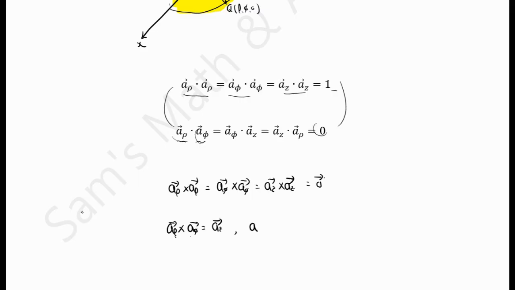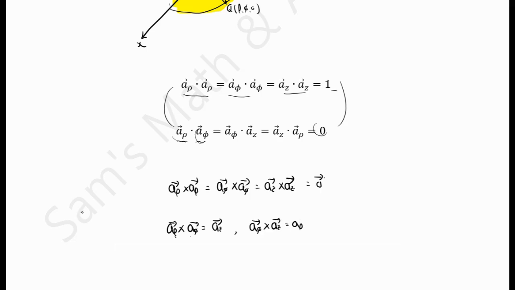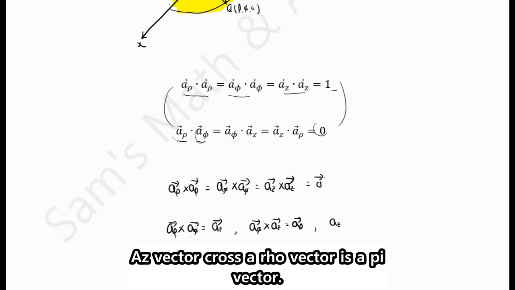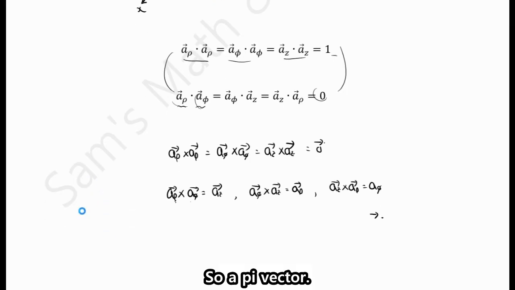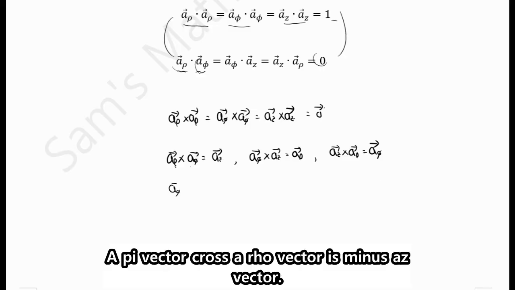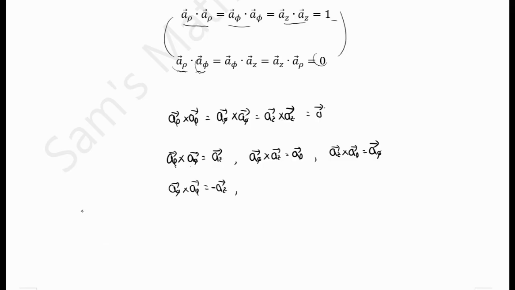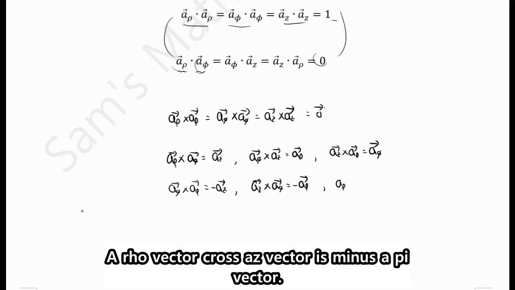A phi vector cross a z vector equals a rho vector. A z vector cross a rho vector is a phi vector. A phi vector cross a rho vector is minus a z vector. A z vector cross a phi vector is minus a rho vector. A rho vector cross a z vector is minus a phi vector.